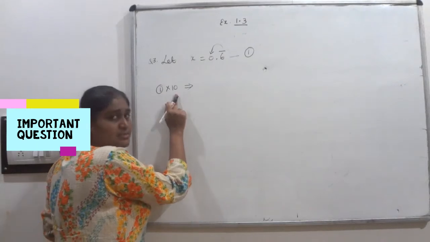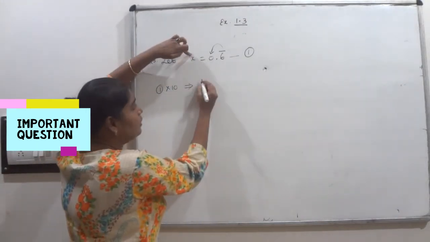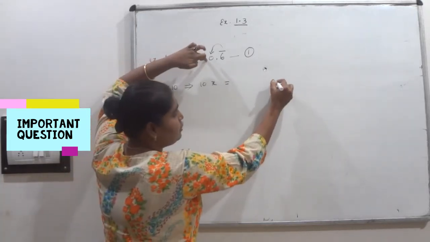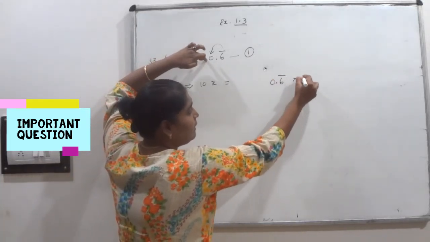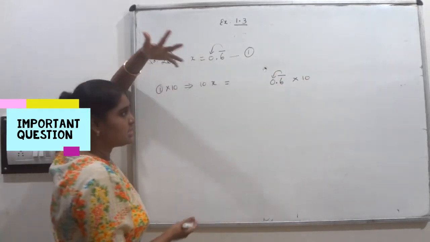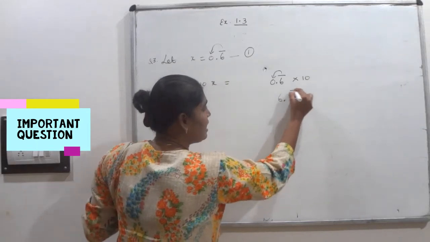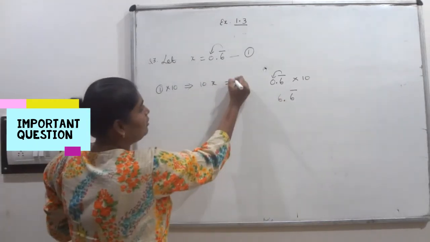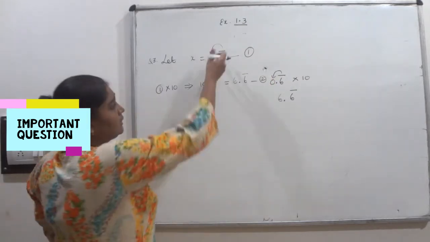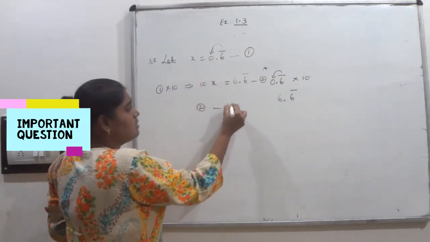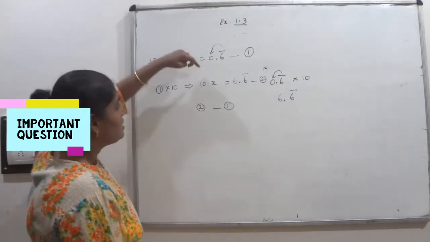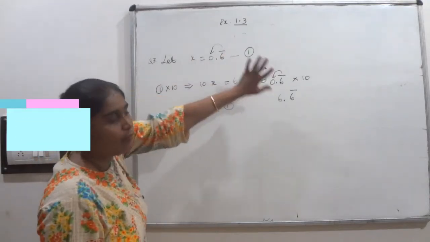The first equation is multiplied by 10. 10 into x is 10x, equal to 0.6 bar multiplied by 10. Only one number is shifted to the left hand side, so that is 6.6 bar as it is. That is what I write: 6.6 bar. This is equation number 2. Subtract these two equations. From equation number 2, I am going to subtract equation number 1. First the left hand side, then the right hand side.